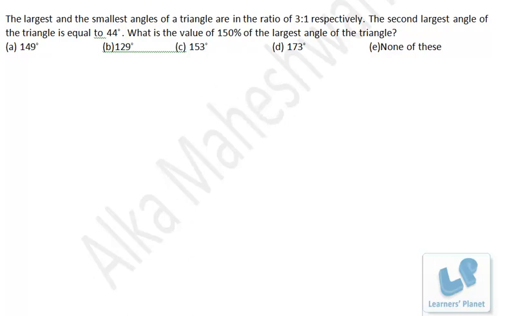That means the sum of the remaining two angles, that is the largest and the smallest, will be 180 minus 44, that is 136, right? And the largest is 3 by 4 of 136, right? So this is the value of the largest angle and we have to find out the 150% of this, that means 3 by 2 of this, right? So 4 2s are 8, so 17 into 9, that's 153 degrees, right?